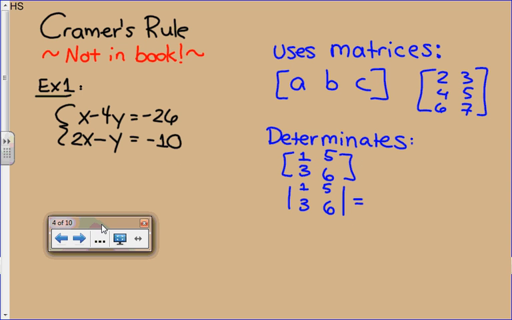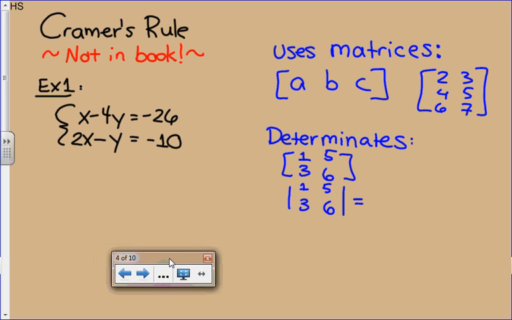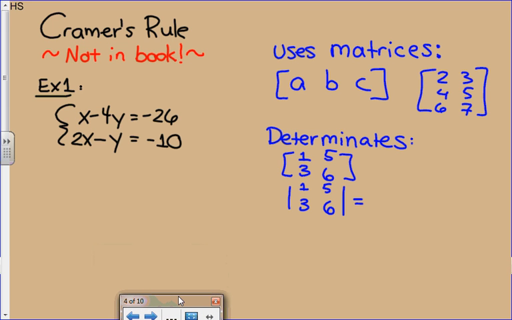Today we are learning Cramer's rule. So again, this rule is not in your book, so I need you to take really good notes. I'm taking this video so you can refer back to it. You can also type in Cramer's rule online and find all sorts of information, things like that. I want to teach this to you because this is part of your unit. This is the way that you can solve these systems.